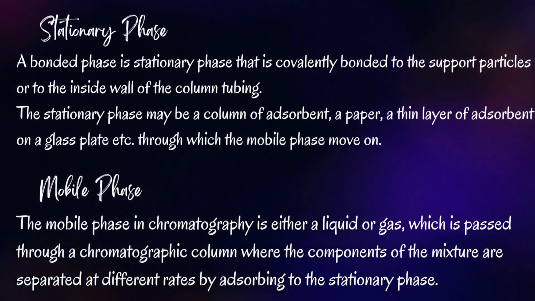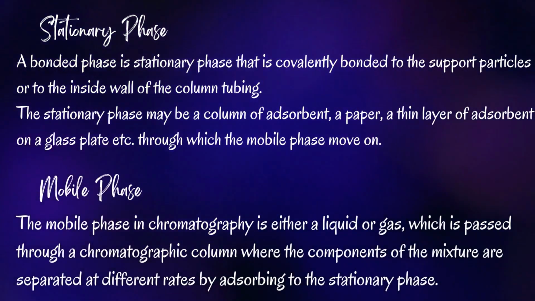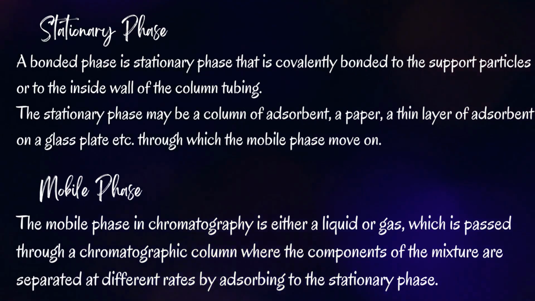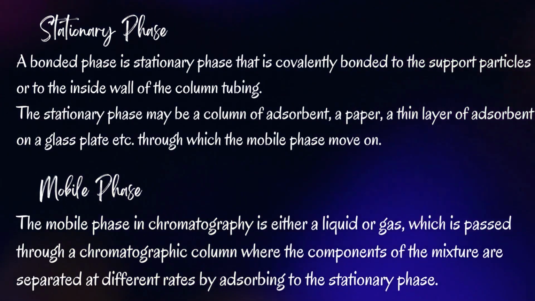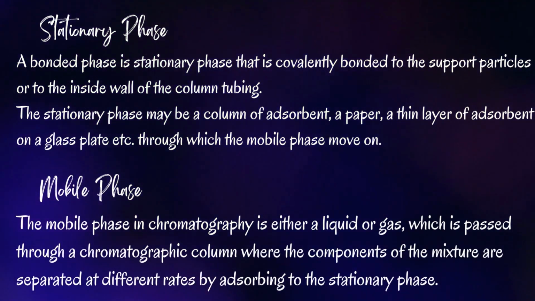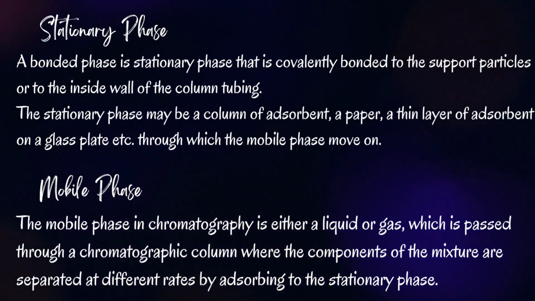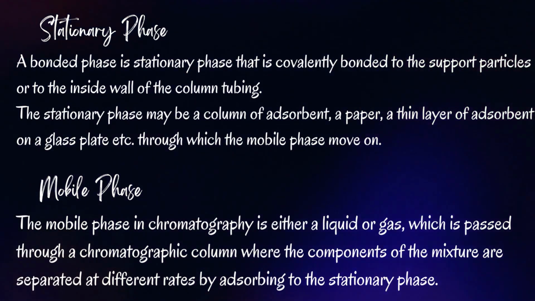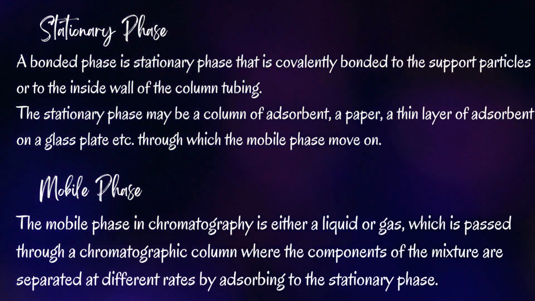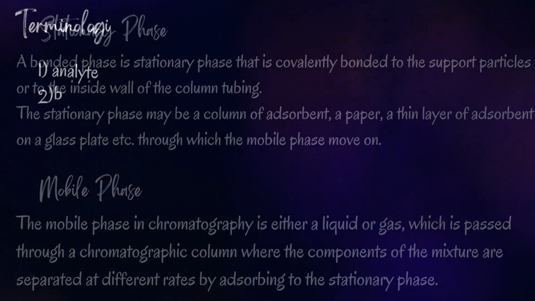Mobile phase in chromatography is either a liquid or gas, which is passed through a chromatography column where the components of the mixture are separated at different rates by adsorbing to the stationary phase. The different components of the mixture travel through the stationary phase at different speeds, causing them to separate from one another. The nature and the selection of specific mobile and stationary phase determines which substances travel more quickly or slowly and how they are separated.